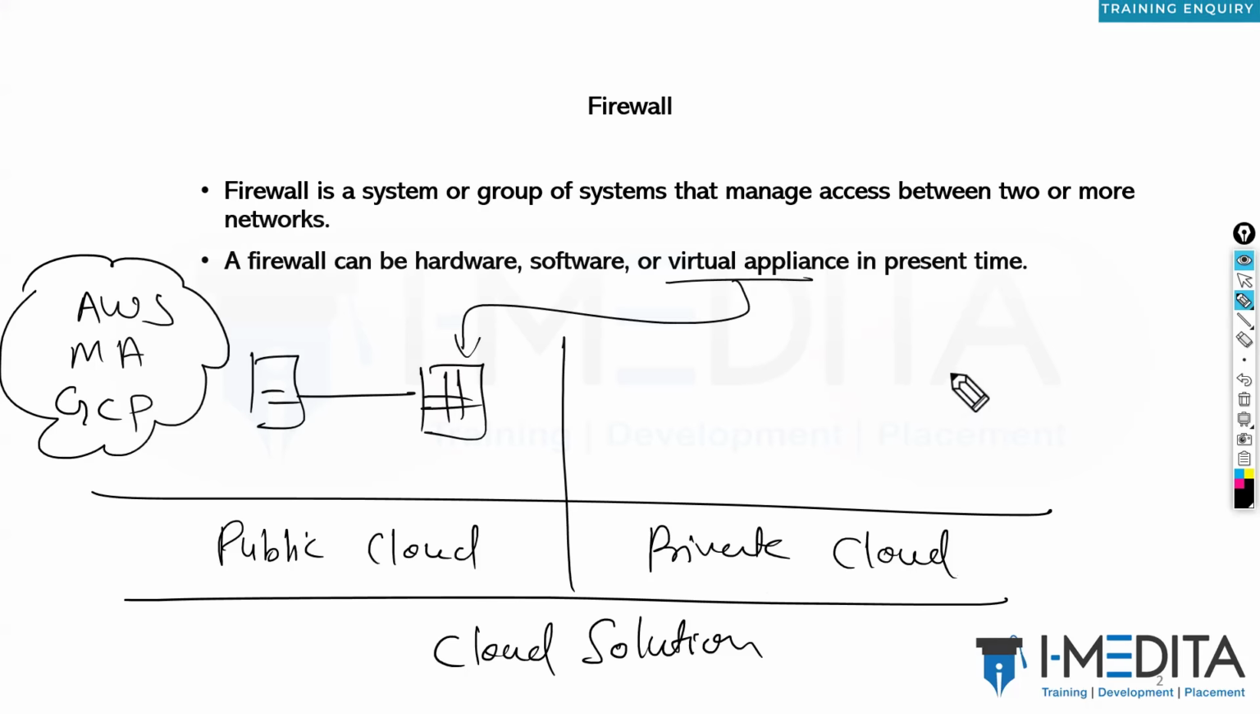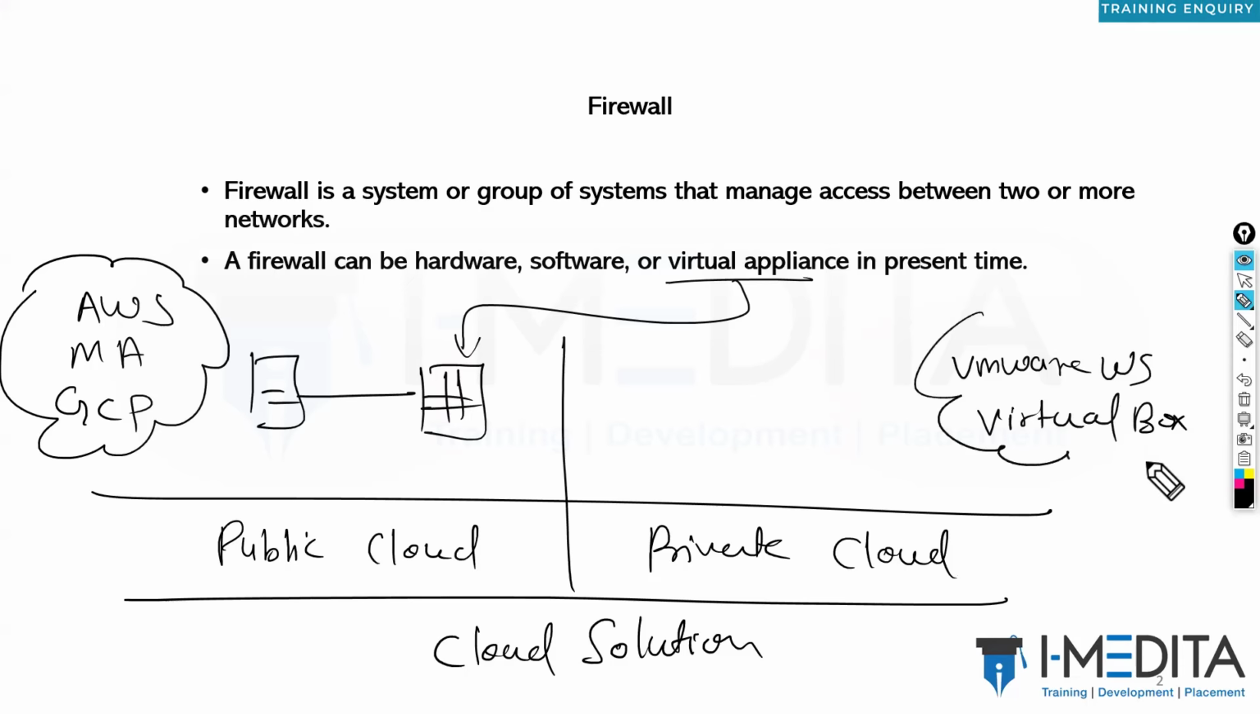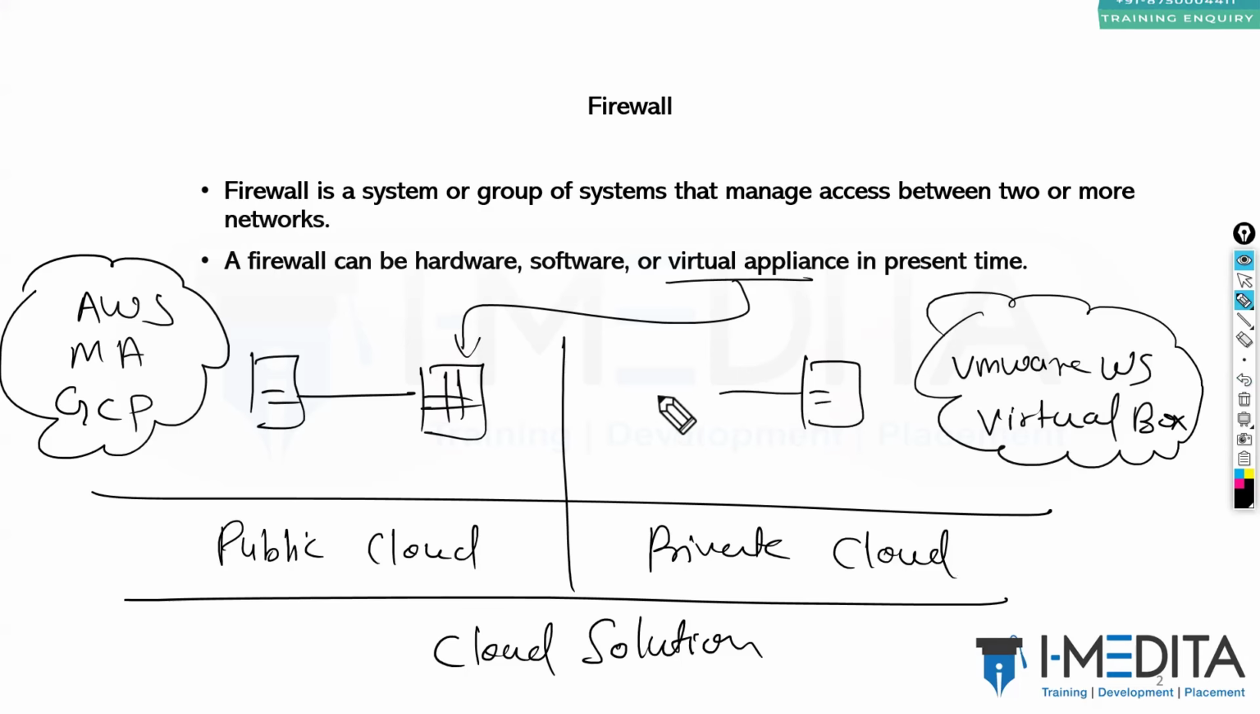In private cloud, we can use VMware Workstation. We can use VirtualBox. And on these private clouds, we can also deploy virtual servers, and to protect those virtual servers we have to use a virtual appliance. So virtual appliance is available for public cloud as well as for private cloud. Now this should be clear: what is a firewall and its formats.